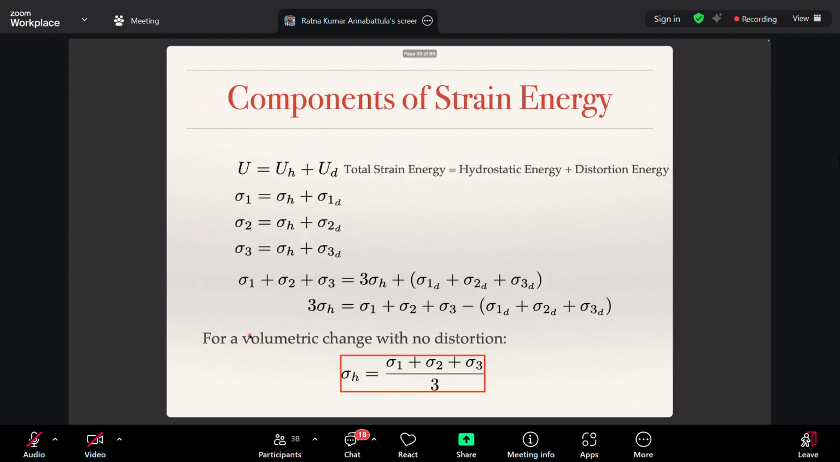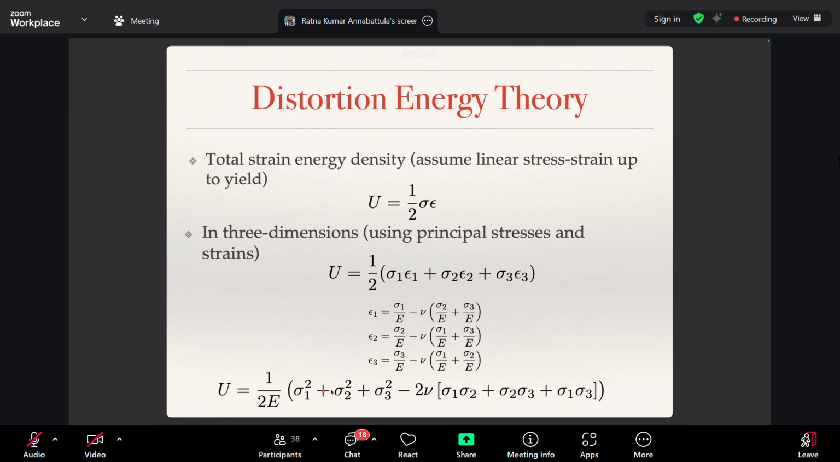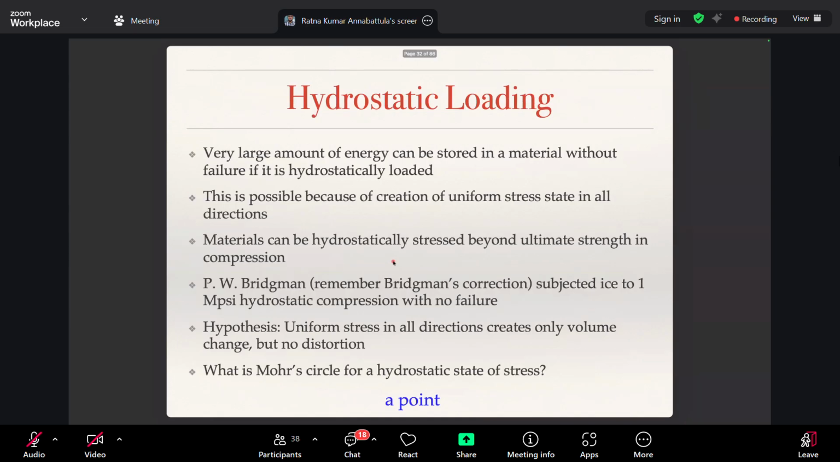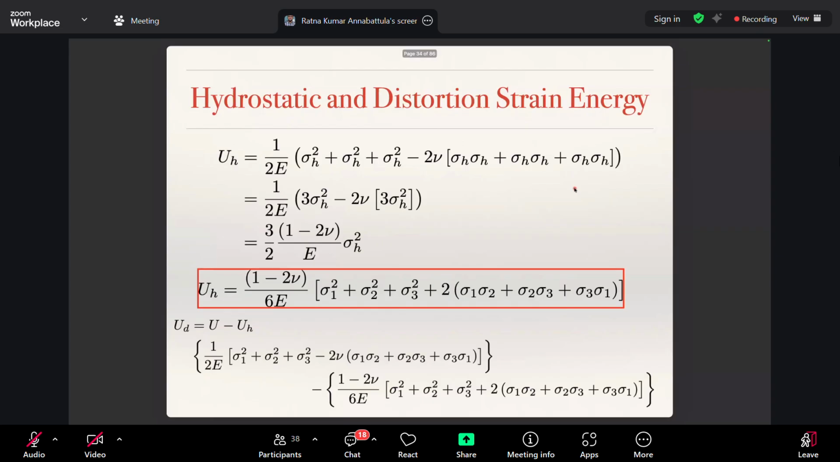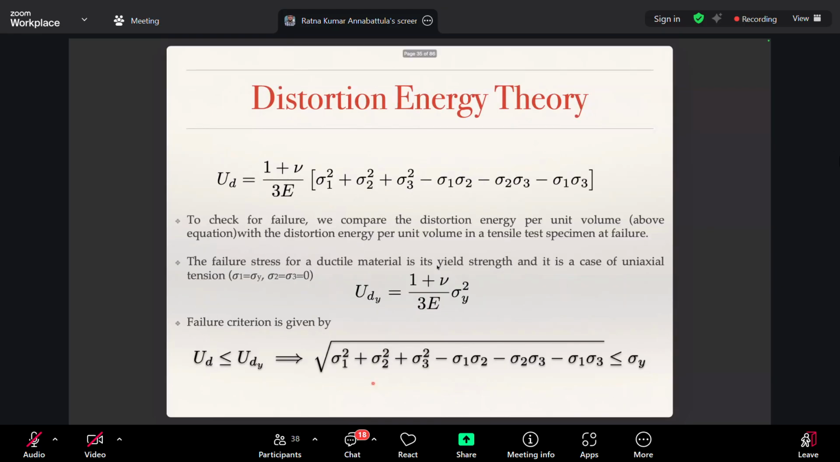And we have already computed the total strain energy. And the total strain energy is the sum of hydrostatic plus distortion energy. Now we have computed only the hydrostatic part. So now the distortion energy will be total strain energy minus the hydrostatic part, and that will be this. And if you do the algebra, this is how it looks.